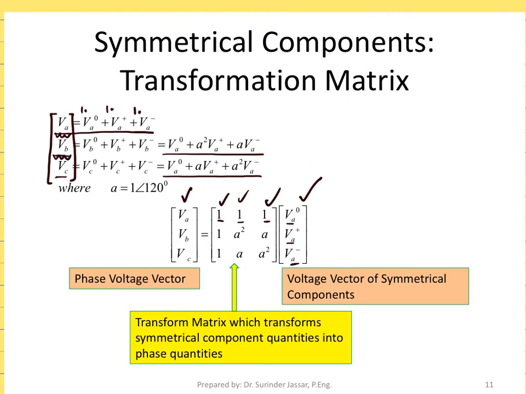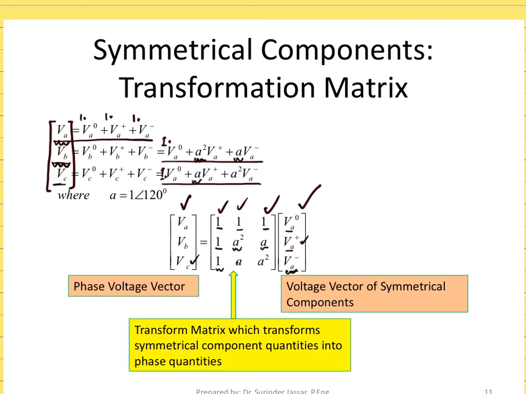Now VB equals 1 times VA0, so 1, A square times VA positive, A times VA negative. And the last one, VC: 1 times VA0, A times VA positive, A square times VA negative.